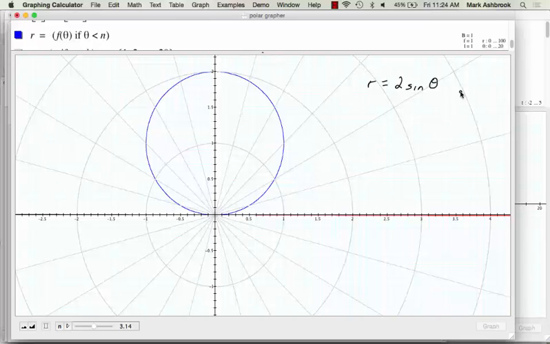Okay, yeah, we could do that. But let's see, we've got 2 sine theta. It would sure be nice if we had what on the right hand side instead of 2 sine theta? We're changing this into x and y. Okay, what does x equal and what does y equal? R cosine theta. And y equals?